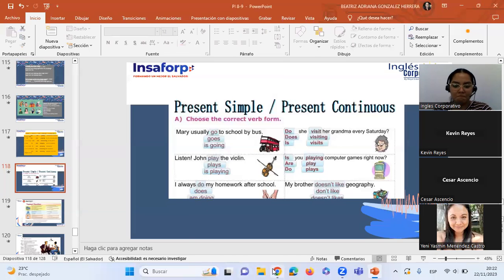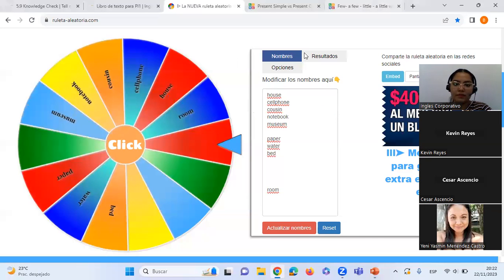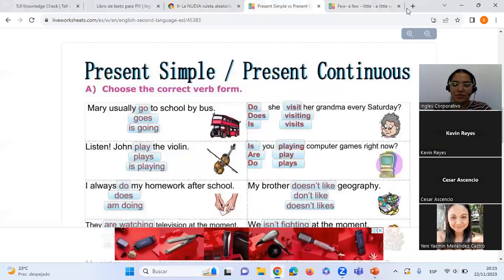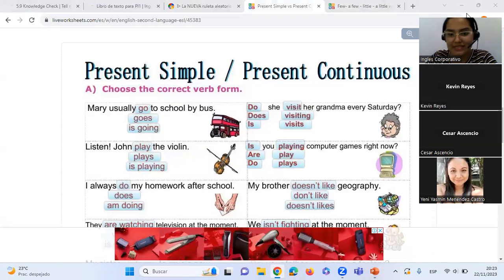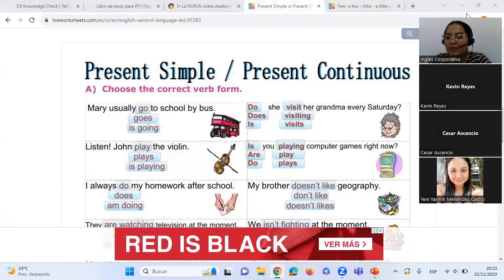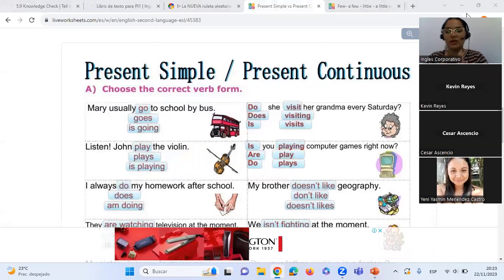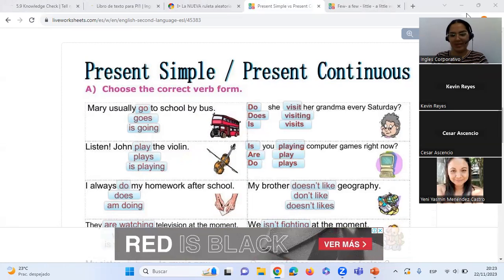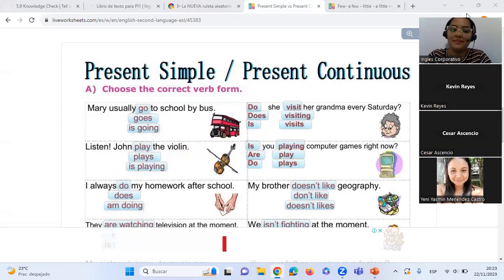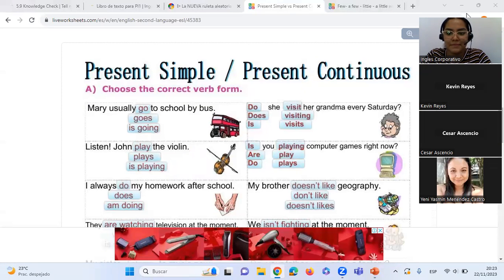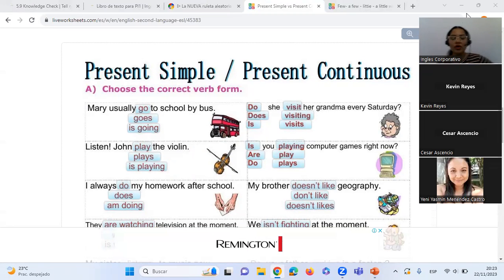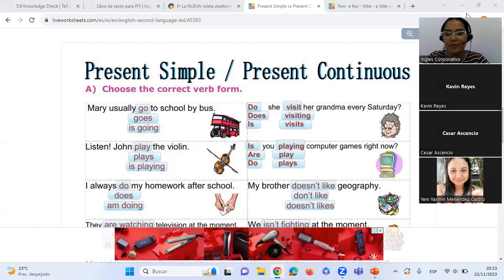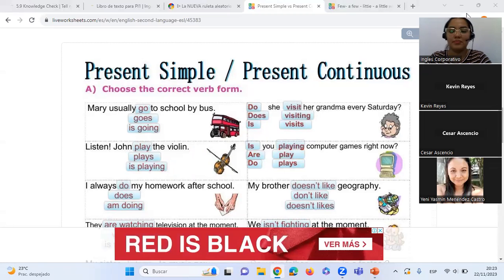All right, and we have aquí un ejercicio en el que nos pide identificar cuál es simple present y present continuous. ¿Ustedes tienen alguna idea de cómo podríamos identificar cuándo es simple present y cuándo es present continuous? ¿Cómo lo identificarían ustedes, aparte del ing? Ese es el más fácil, pero aparte del ing, ¿cómo identificamos que es present continuous o present simple?